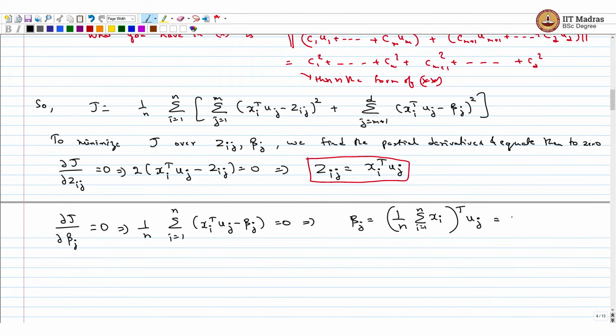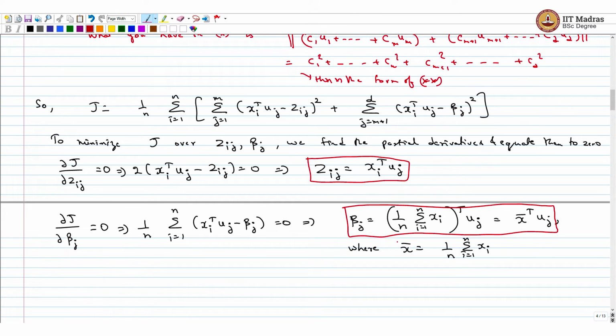I'll denote this as x bar transpose uj, where x bar is the mean of the data, which is 1 by n summation i equals 1 to n of xi. So this is the expression: beta j is this. You take the average point and take the dot product with uj, where the average point is denoted here.